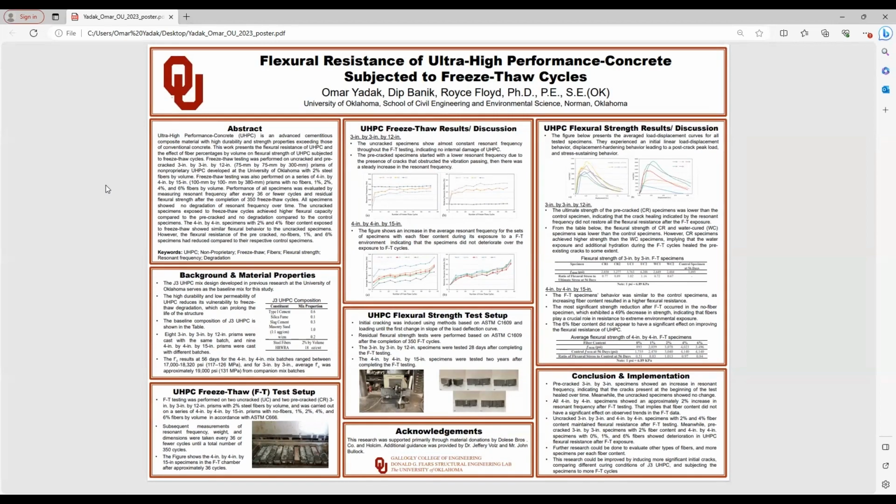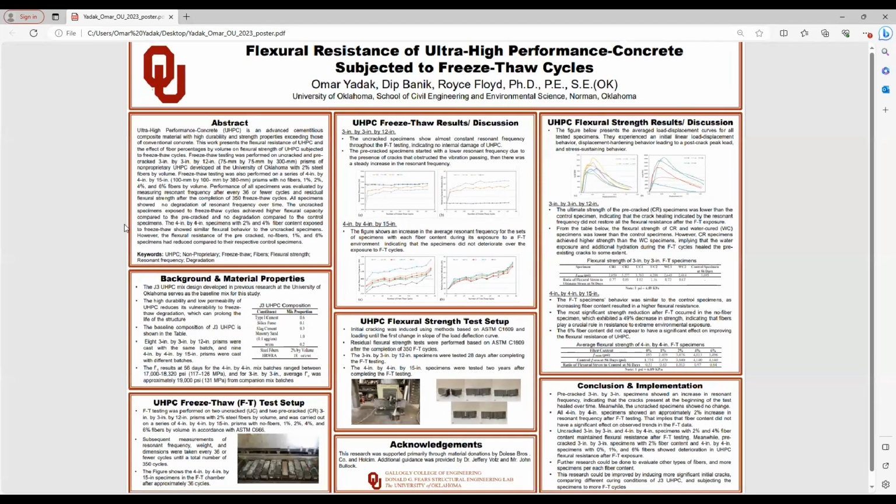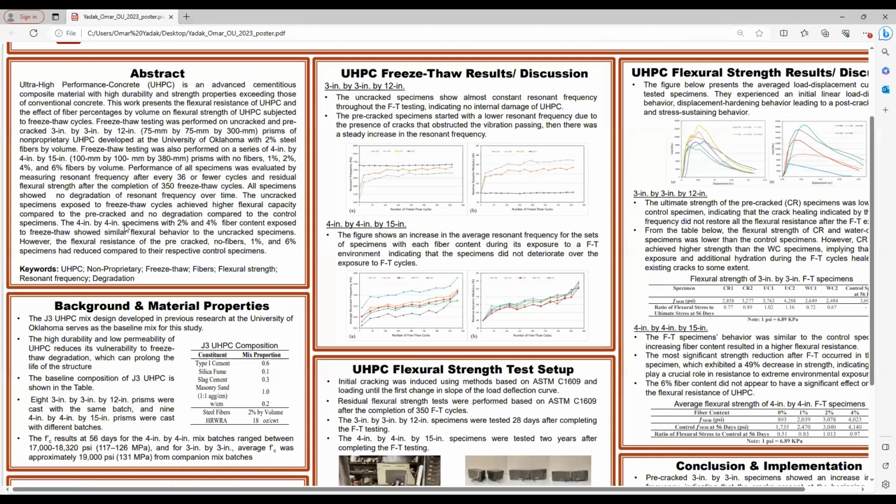In this study, we wanted to investigate three items: the effect of freeze-thaw on the non-proprietary UHPC called J3-UHPC, the effect of fiber content by volume after being subjected to freeze-thaw cycles, and the flexural resistance of ultra-high performance concrete after the completion of freeze-thaw testing. The freeze-thaw test setup was according to ASTM C666. Measurements of weight, frequency, and dimensions were taken after every 36 cycles until the completion of 350 cycles.